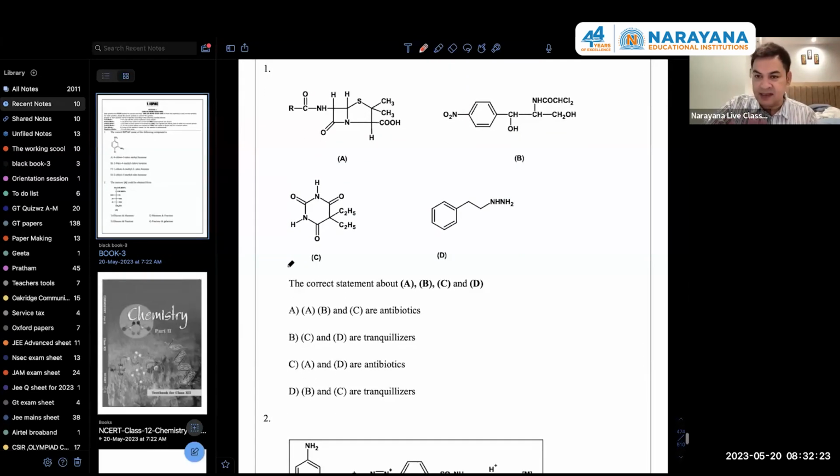The first question is just an easy question. You just need to identify the structure. The question is: the correct statement about A, B, C, and D. There are 4 structures. So identify the statement. Which one is correct? First, you try to identify the A, B, C, D structures.